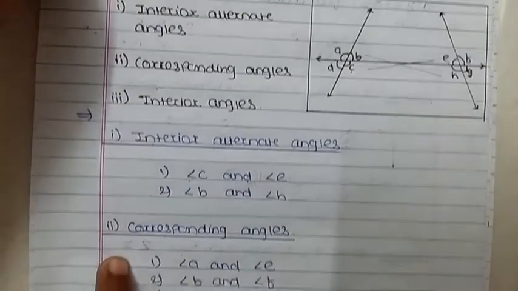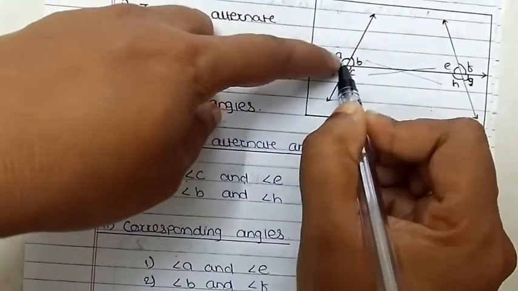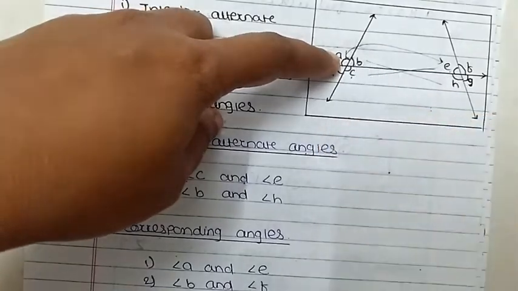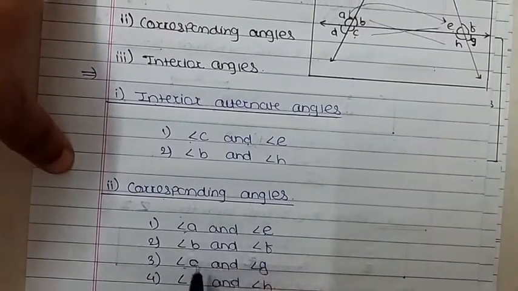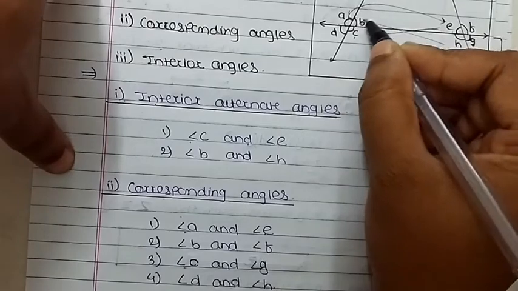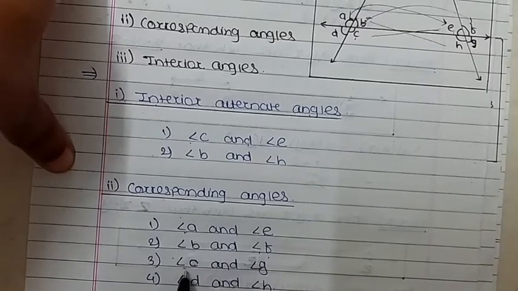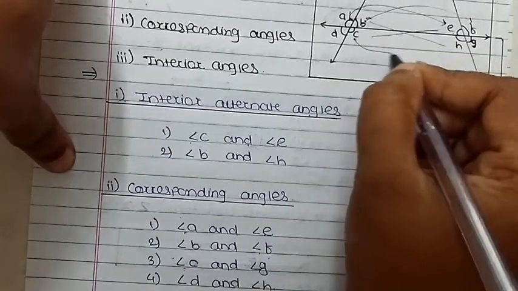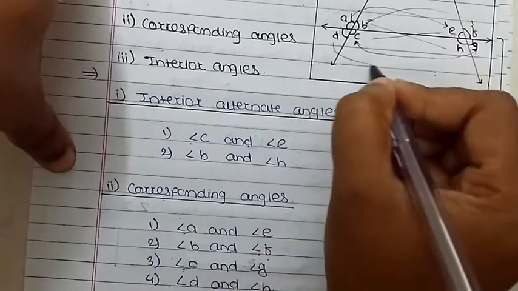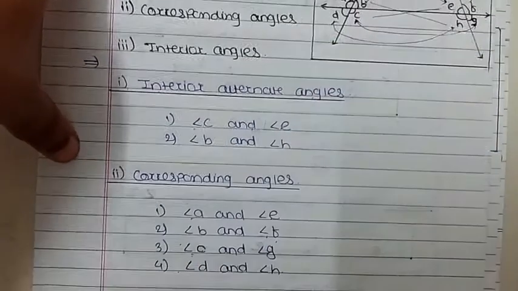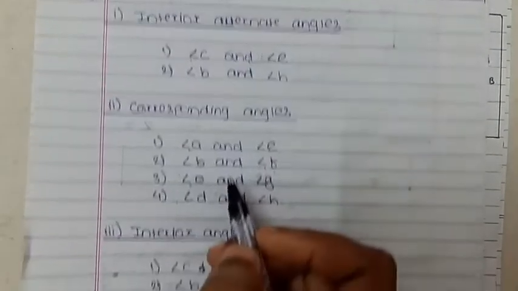Next, corresponding angles. Corresponding angles are those angles which match at the corners, like A. A is equivalent to E. So the first pair is done: A and E. Next, angle B is equivalent to F, so angle B and angle F. Then angle C is equivalent to G, and angle D is equivalent to H. So these are the corresponding angles made by the given diagram. Clear?